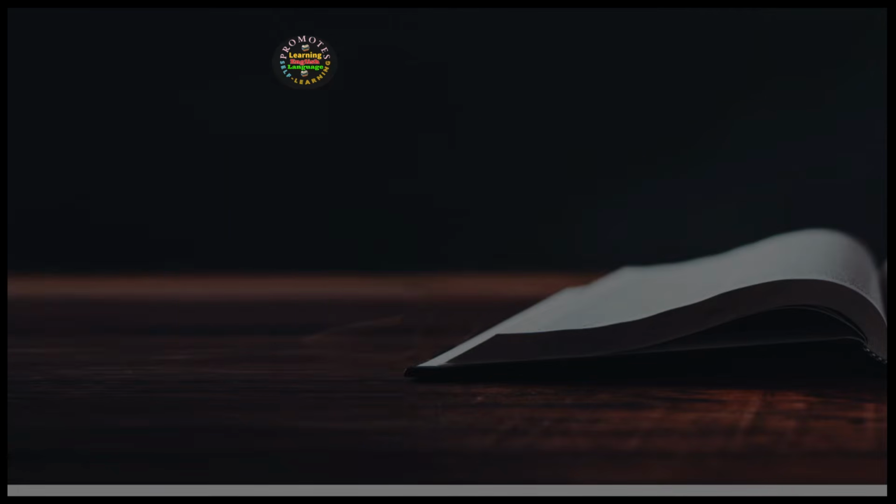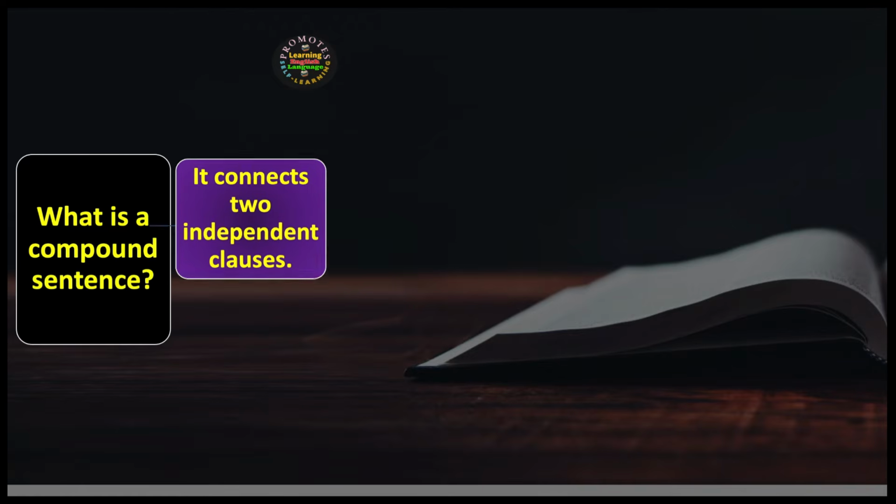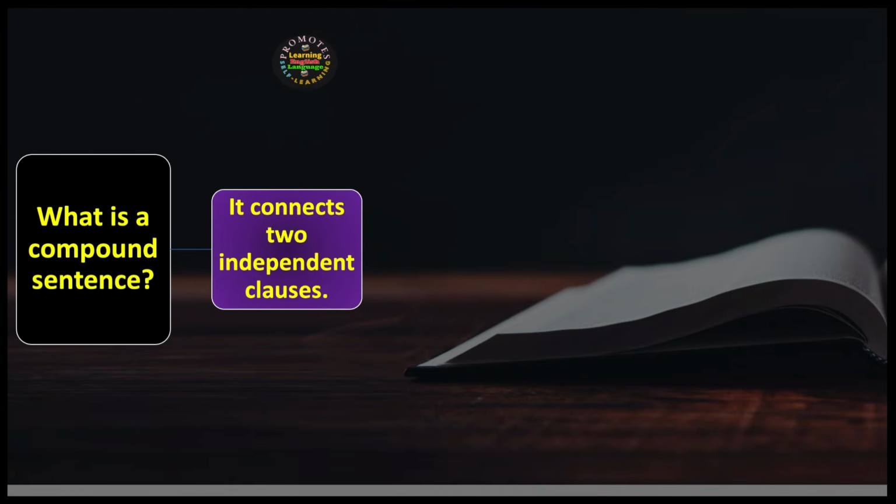Okay, we move on to the next. Let's discuss more about this. What is a compound sentence? It connects two independent clauses. I just talked about it connects two simple sentences. Sometimes two simple sentences, when you put together in a compound sentence, play the role of independent clauses. But then the question is, what is an independent clause?